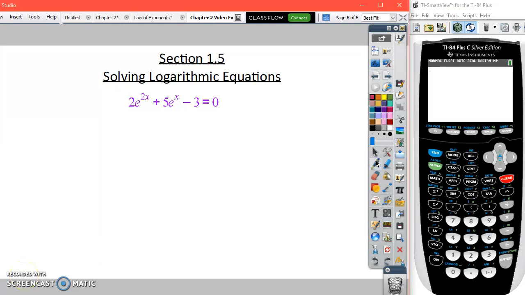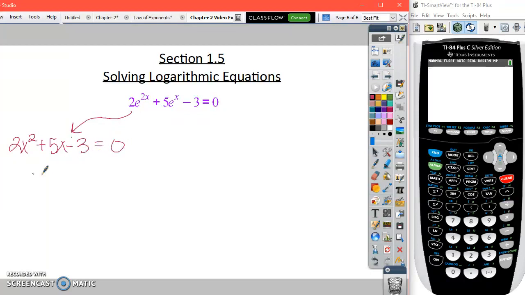This equation is a little bit tougher because we have two different bases of e's. One is e to the 2x, the other is e to the x, and then we have a term without a base of e at all. What makes this problem weird is that it's basically a quadratic equation in disguise.